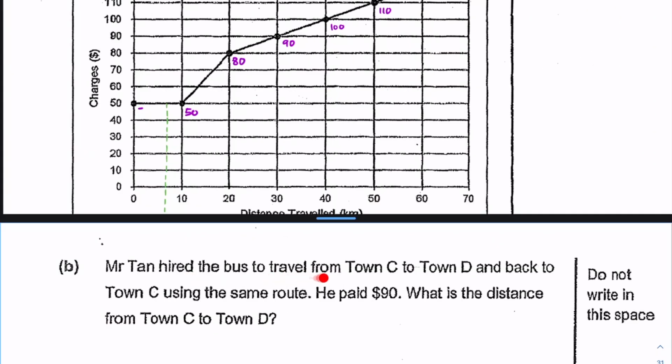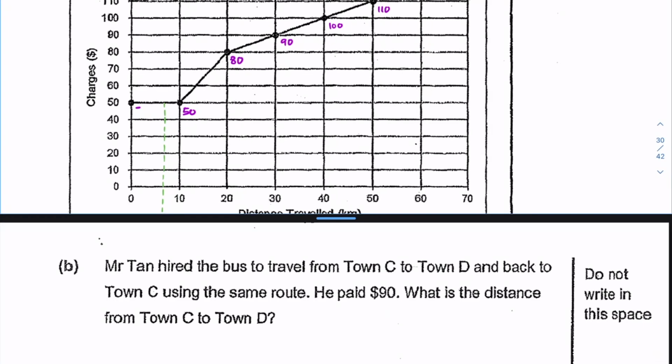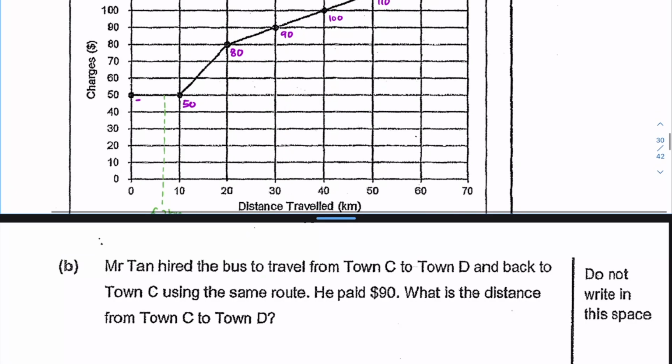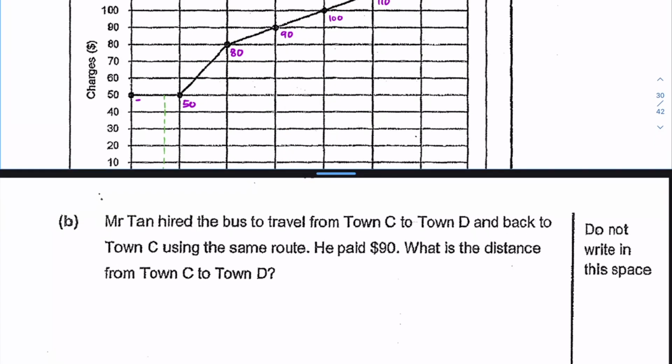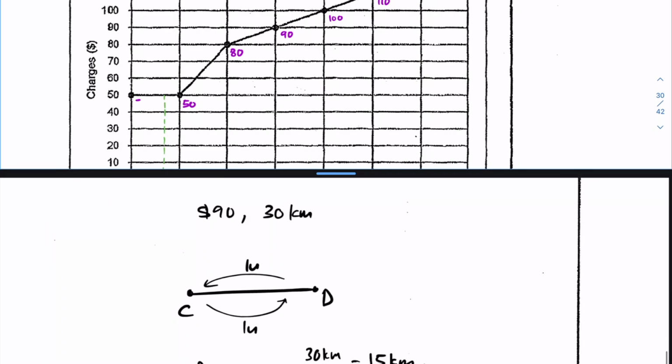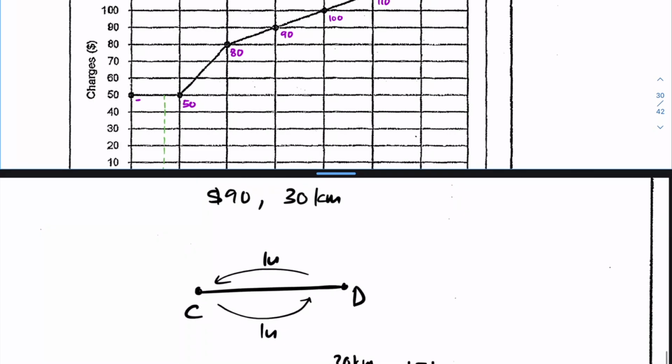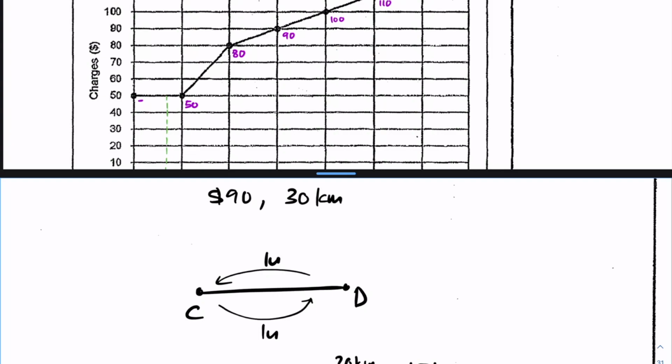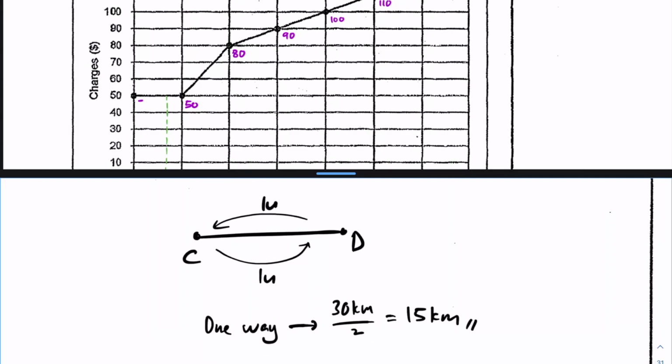Mr. Tan hired a bus to travel from C to D and back to C using the same route. He paid $90. So it will be useful to look at the graph and see $90 corresponds to a distance of 30 km traveled. So a total of 30 km is traveled. Now, but this is basically covering 2 units, yeah? So C to D and back to C again. So 2U is basically 30. So one way it must be 30 divided by 2, 15 km.